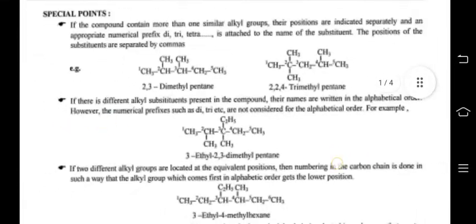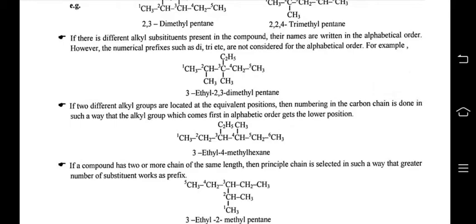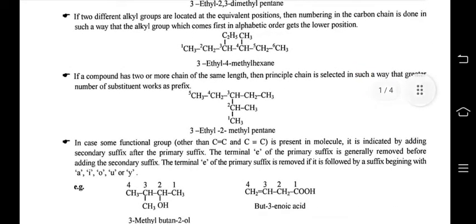This is the second rule. Then if 2 different alkyl groups are located at equivalent positions, the numbering in the carbon chain is done in such a way that the alkyl group which comes first in alphabetical order gets the lower position. This is also important. If the compound has 2 or more chains of the same length, then the principal chain is selected in such a way that the greater number of substituents work as prefixes.